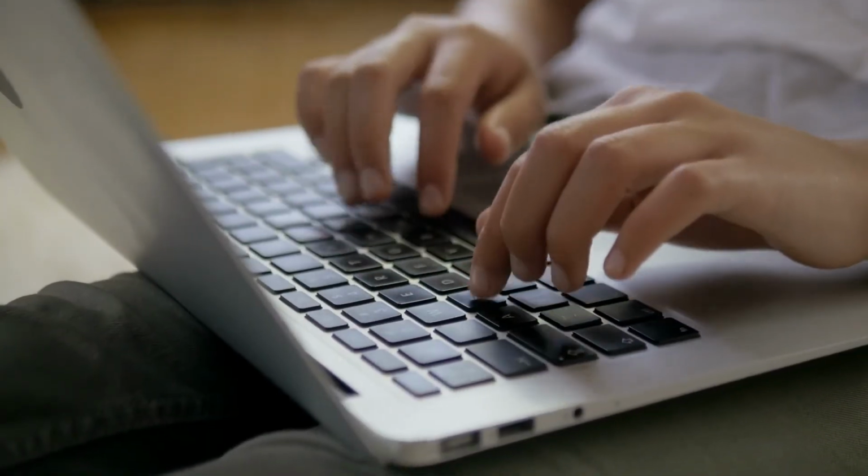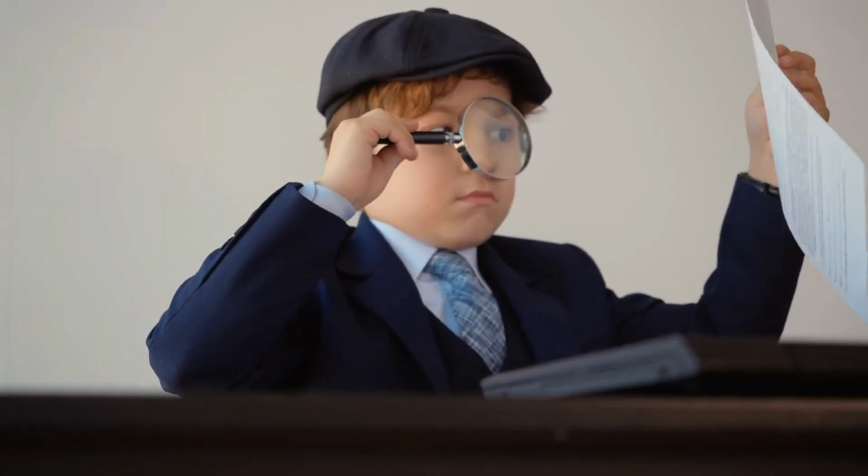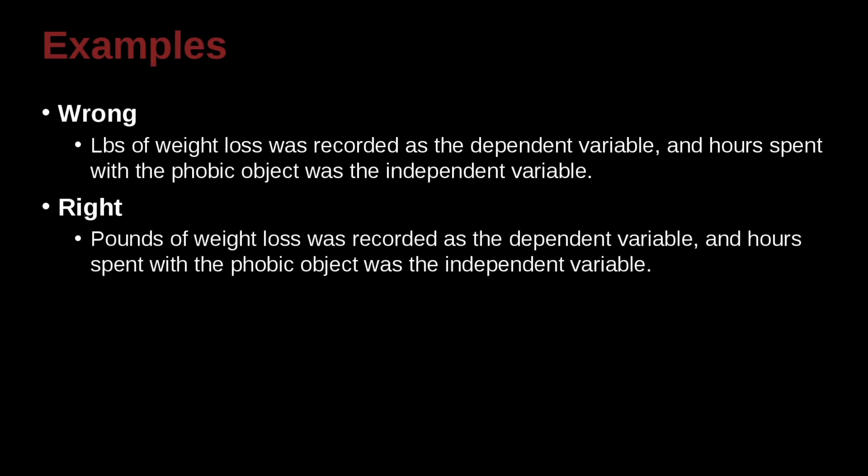If you write those inside of a table, or you're writing inside your body about a table, you need to be careful of that. Here's another example. Pounds of weight loss was recorded as the dependent variable, and hours spent with the phobic object was the independent variable. And of course, what we've done here is the abbreviation pounds. So you may be talking about pounds that are inside your table, but you cannot abbreviate at the beginning. You have to write it out at the beginning of the sentence. Remember, we covered that in a previous unit.